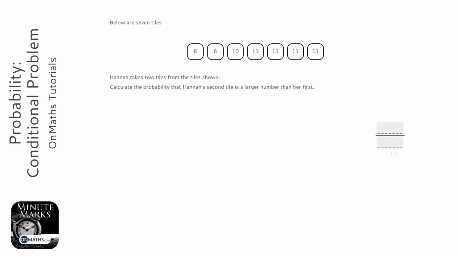Okay, there's quite a few different ways of doing this question. I'm going to do this with a tree diagram, but you don't need to use a tree diagram for this question. I just find it a lot easier. So we're going to first of all understand that when you take two tiles, you can't take two tiles. You take one and then another one. Okay, so move away from this idea of being able to take two. You can't. You take one and then you take another one.